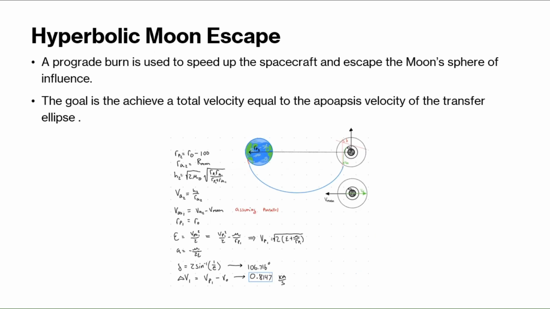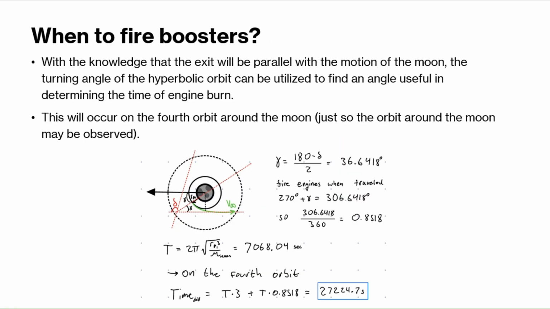So after figuring out what the best transfer ellipse is, I calculated the hyperbolic moon escape. This figures out the delta V needed to get out of the sphere of influence and reach the speed that you need to go to the transfer ellipse that was calculated in the last step. Figuring out when to fire the boosters was a matter of the turning angle and figuring out what percentage of the period of orbit that you would need to fire your engines at. And this did not end up being perfect, likely due to all those simplifications I made before, but I'll mention that more later. So next was actually simulating the moon return.